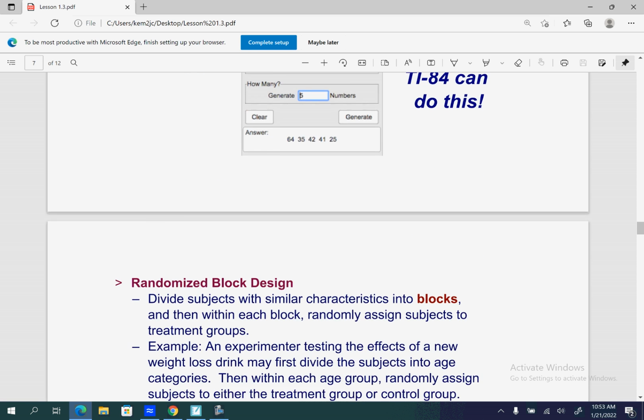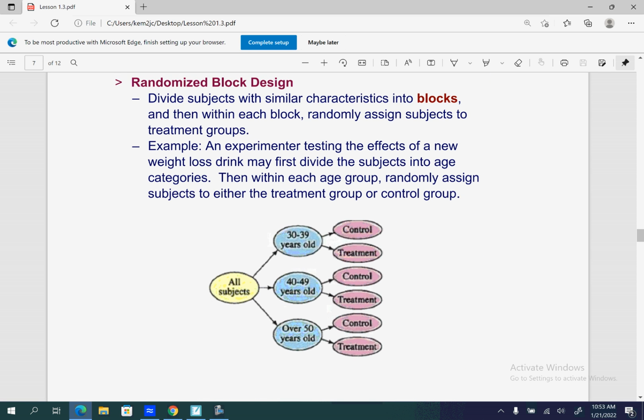Okay, so the next couple of slides are about different ways that you can design an experiment and how we know who's going to get that treatment and who's going to get the control, maybe a placebo.